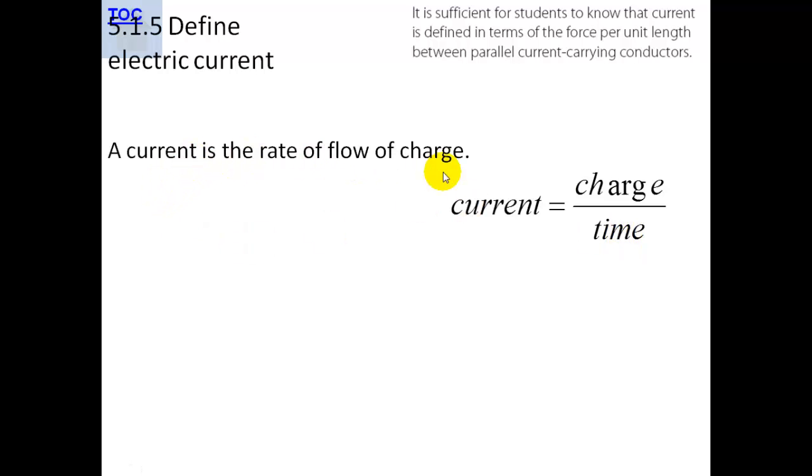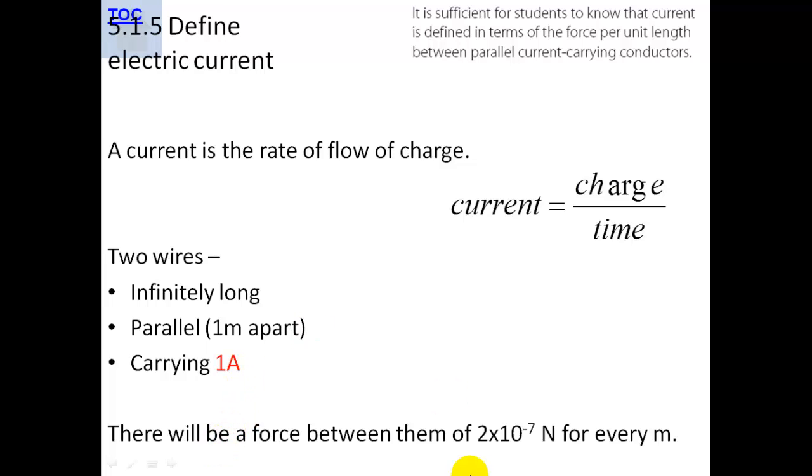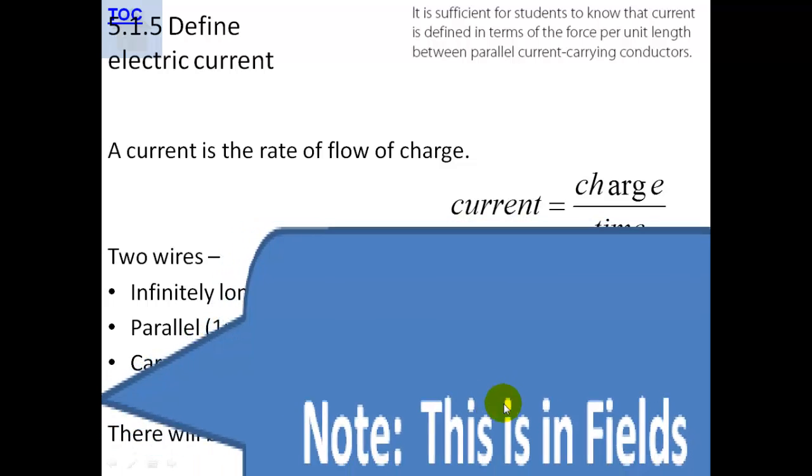What this definition says is when you have 2 infinitely long wires, and they're parallel, they're 1 meter apart, and each carries 1 amp, so this is the definition of 1 amp, 1 ampere. There will be a force between them of 2 times 10 to the minus 7 newtons for every meter of that length. This is the definition of 1 ampere, and it uses the idea of the motor effect. This is why there's this force. So you've actually seen this before. So this is in the fields and forces topic.